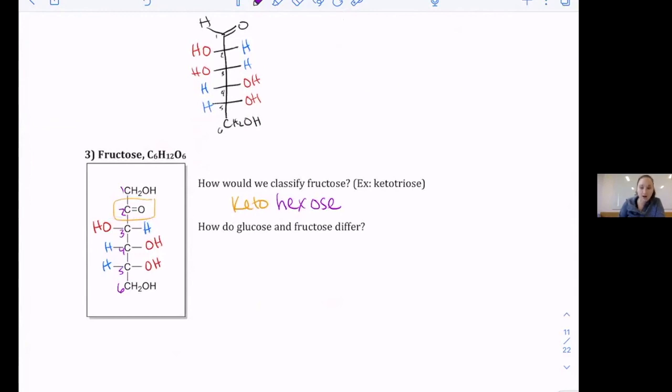So really the top is what's different. You have your carbonyl carbon in a different place. So how do glucose and fructose differ? Well, they're actually structural isomers of each other, or constitutional isomers.